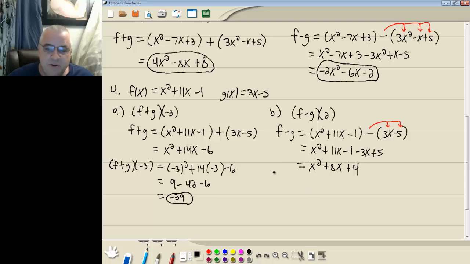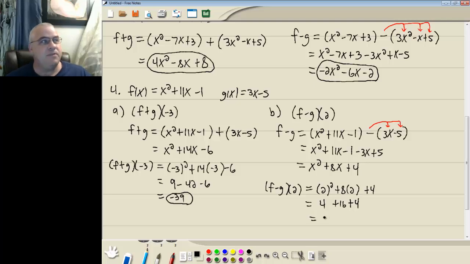Okay, now that we've found that, we want to plug 2 in for the x. So I'm going to have 2 squared plus 8 times 2 plus 4. 2 squared is 4. 8 times 2 is 16 plus 4, which gives us 24. And those would be our answers for that particular problem.